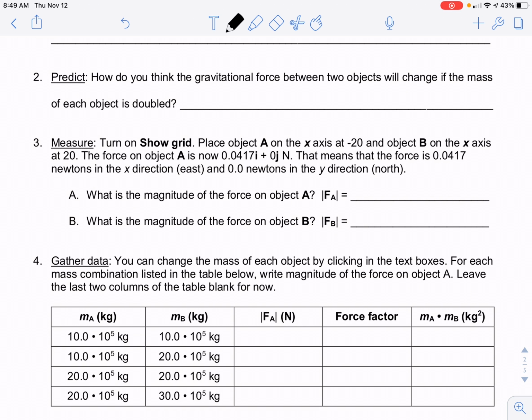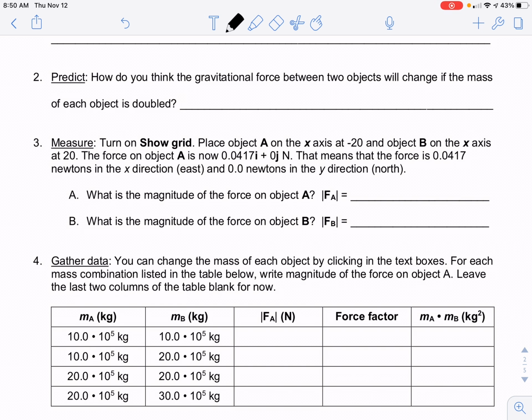So if you have a force that says 0.0417 i, well, that means you have a force of 0.0417 newtons pointed east in the x direction. And 0j means it's not pointing at all in the y direction. It's strictly horizontal. Okay, again, that means you have 0.0417 newtons in the x direction, which is east, and 0 newtons in the y direction. Let's not be too intimidated by this notation. Really, I just want you to look at the first number that is in front of i.